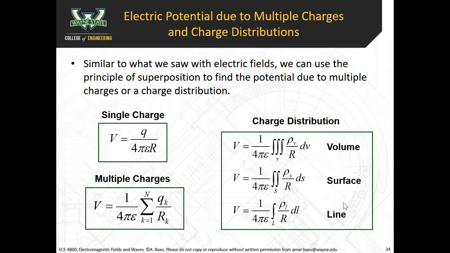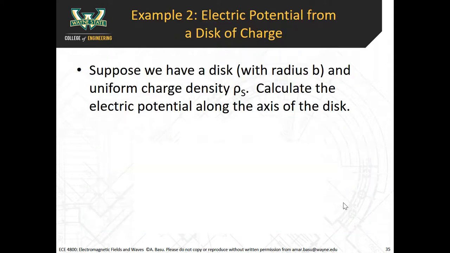So V is equal to 1 over 4 pi epsilon, integral of rho s over r ds. Why are we using that formula, by the way? Why are we choosing that formula? The surface charge, right? Yes.